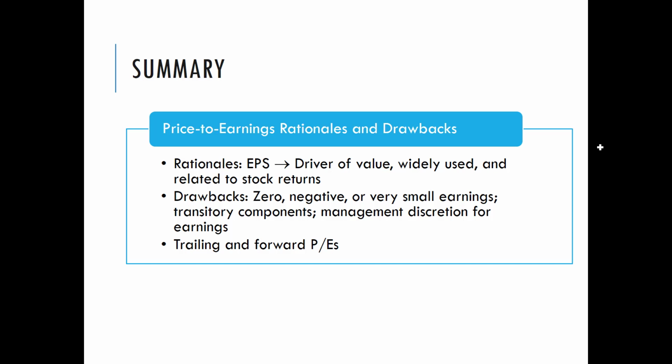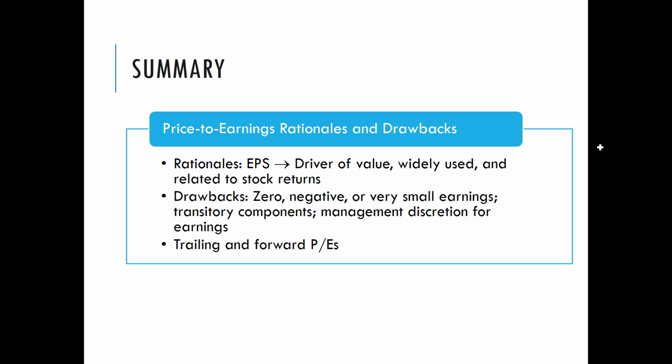So if we're looking at the summary, we talked about price to earnings, which is great because everybody focuses on earnings. It's a driver of value. The drawback is really around the fact that if you have zero, negative, or very small earnings, it's going to be impossible to use this multiple because you need to have a regular earnings component. You also have some issues around transitory earnings, in the sense that some earnings are one-off, which might also influence the multiple, and all the usual accounting issues around management discretion.